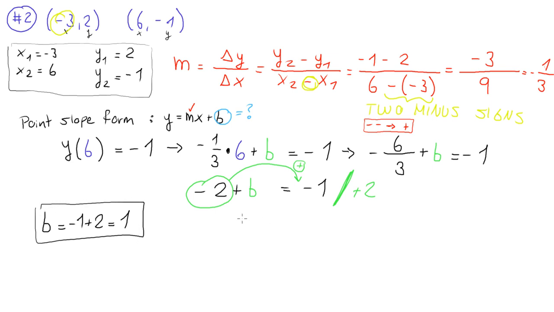So the final equation, the final slope-intercept form, is y equals -1/3 x plus 1.